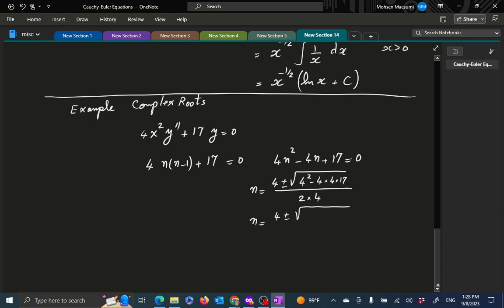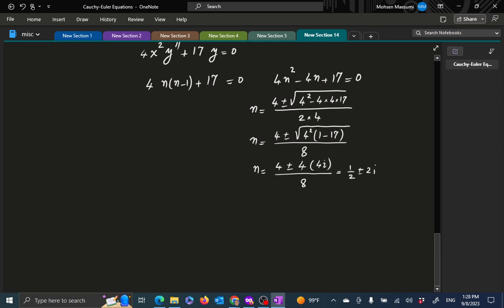So n is 4 plus or minus, I factor 4 squared, then I'll have 1 minus 17, divided by 8. So n is equal to 4 plus or minus the square root of that, which is 4 times the square root of minus 16, that is 4i, divided by 8. So I'm getting the two roots. 4 over 8 is 1/2. 16 over 8 is 2.